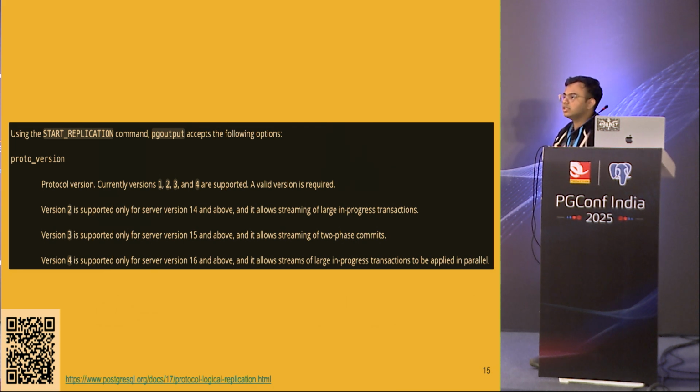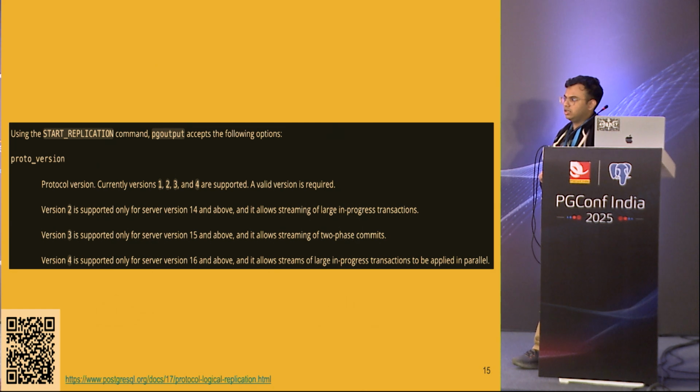Is the reorder buffer a memory structure that's common to all processes, or is it specific to the WAL sender or the decoder? The reorder buffer would be part of the WAL sender. So that's a local memory structure, right? It's local to the process, yes.